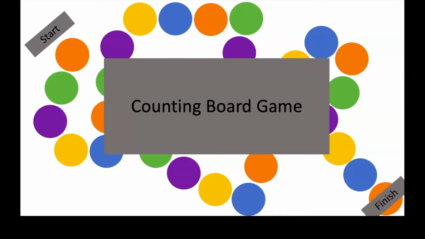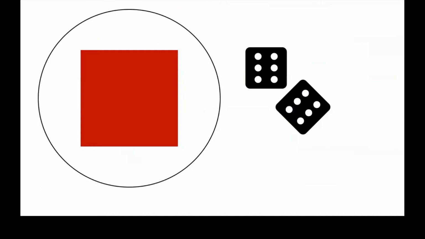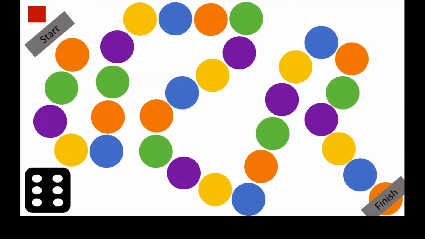Today we are going to use this board to play a counting board game. In addition to this board, we will use dice and a game piece to go from start to finish. We will use this red game piece to move along the board and dice like these to tell us how many spaces to move. On each turn, we will roll the dice and then count how many dots there are. Then we will move the red game piece that many spaces along the board. Let's see what this looks like.